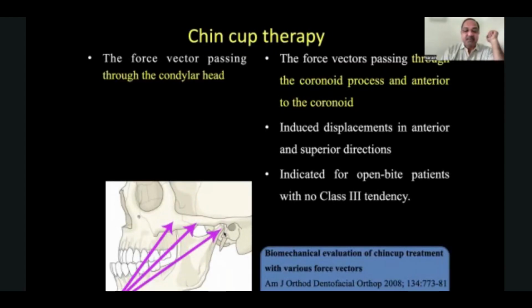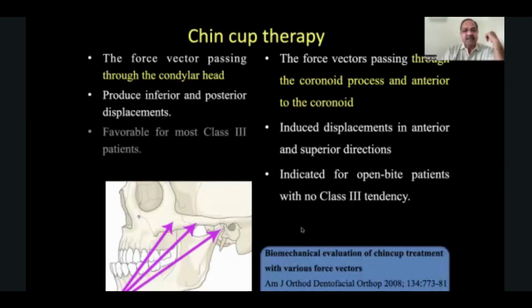When you pass the forces through the condyle, there is a tendency for the face to elongate. It produces both inferior and posterior displacements of the mandible, and it is the line of treatment for class 3 cases.